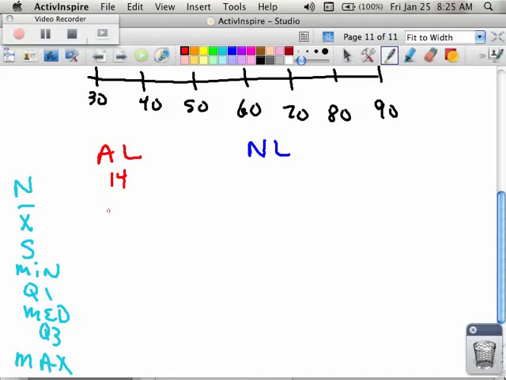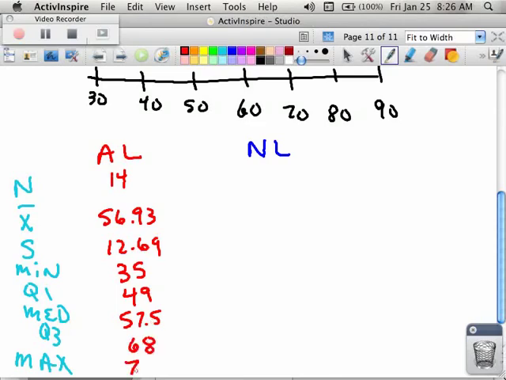And then for the mean, 56.93 is what I got. Standard deviation of 12.69. Our min was 35. Don't forget if there are outliers that you have to look at the outliers for the min. Q1 was 49, median 57.5, Q3 68, and max 77.